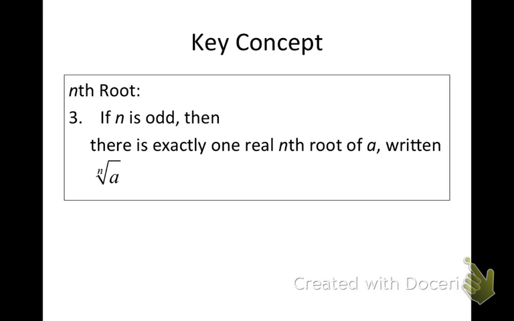So if you think about it, if you multiply a negative times itself an odd number of times, does it result in a positive or a negative? For example, negative 2 times negative 2 times negative 2 would be negative 8, right? So you can end up with a negative answer when you're taking an odd root of something. If you were doing negative 1 times negative 1 times negative 1, that's negative 1. So the cube root of negative 1 is negative 1.